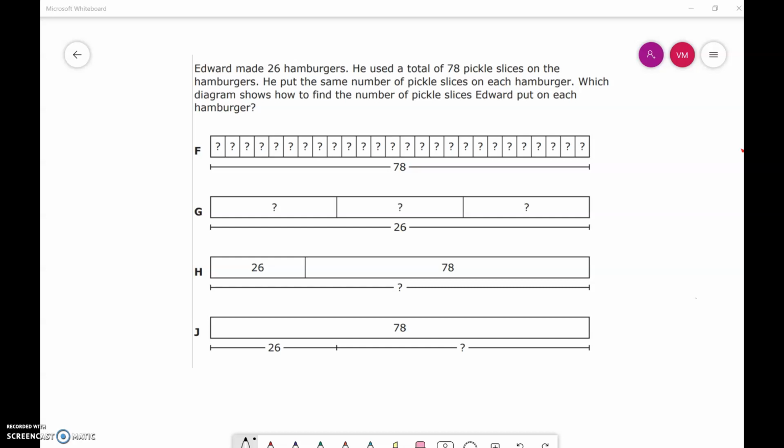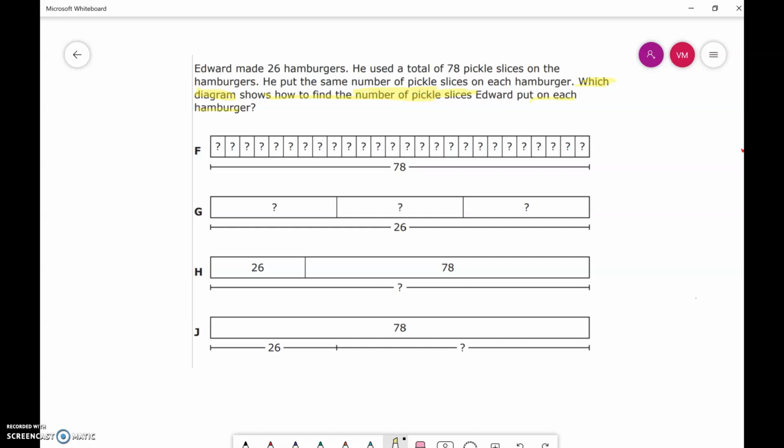Edward made 26 hamburgers. He used a total of 78 pickle slices on the hamburgers. He put the same number of pickle slices on each hamburger. Which diagram shows how to find the number of pickle slices he would put on each hamburger? Okay, so I'm going to focus right now on the question and see what it's asking me. So which diagram, so I'm going to look at one of those diagrams, shows how to find the number of pickle slices Edward will put on each hamburger.